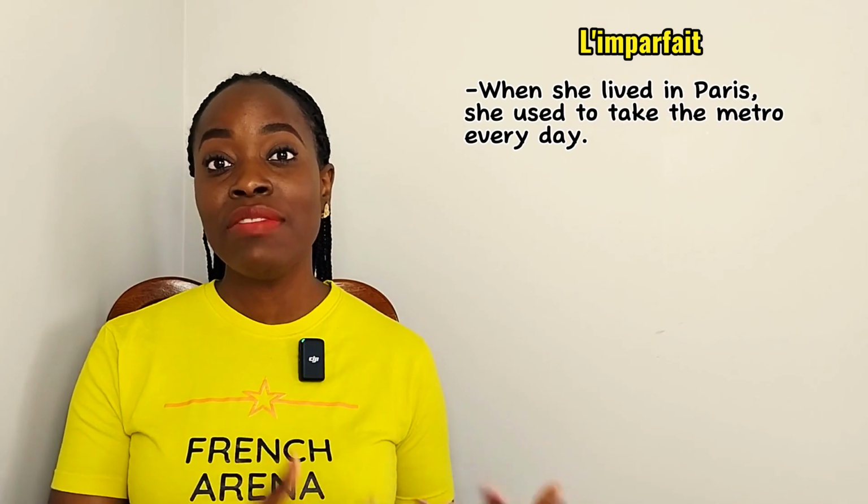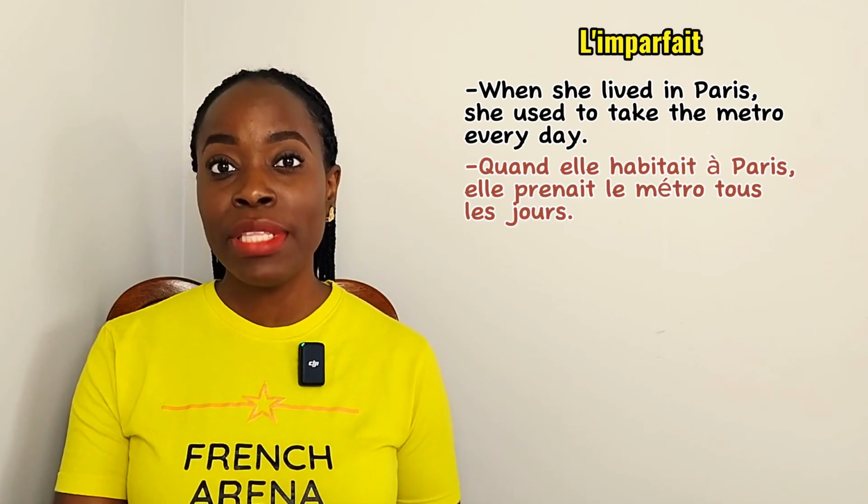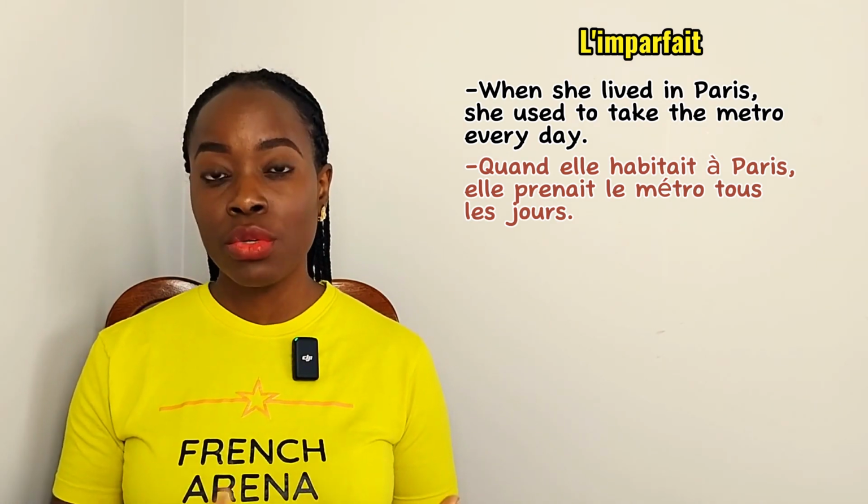Let's look at another sample sentence just so that you can understand when to use each of these tenses even better. Now, the imparfait in English, I could say, when she lived in Paris, she used to take the metro every day. En français, quand elle habitait à Paris, elle prenait le métro tous les jours.